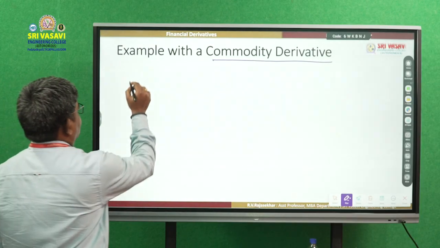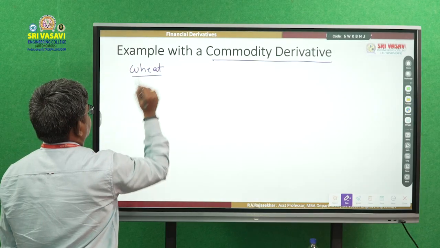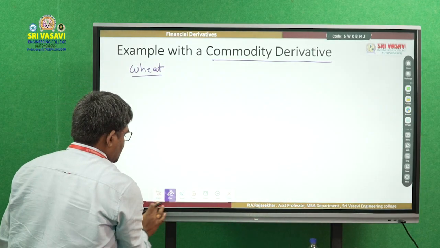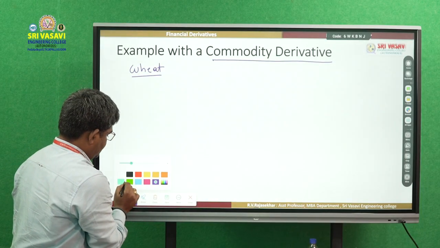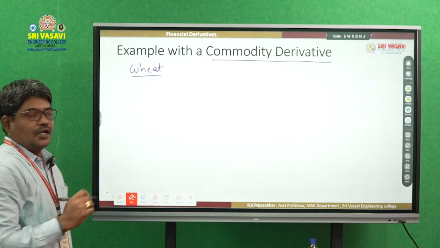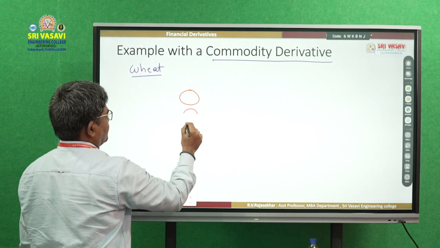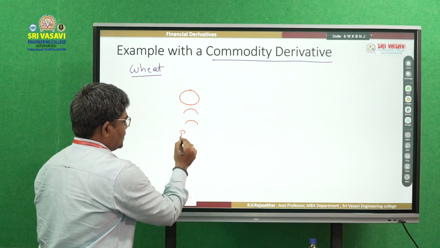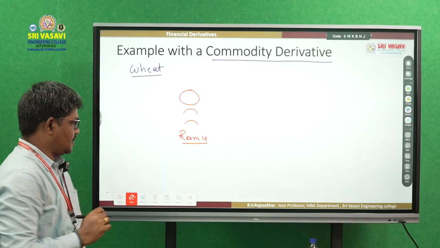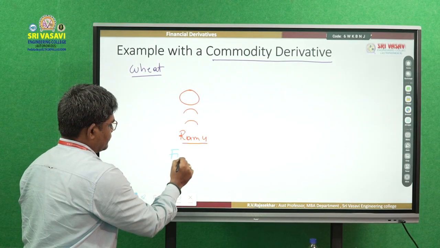Now what am I going to take? I am going to take wheat as an example. Now, in order to explain the derivative contract, definitely we require two parties. Now I assume that one party exists here, the first party. The name of the party is Ramu. What is the profession of Ramu? I assume that Ramu is a farmer.